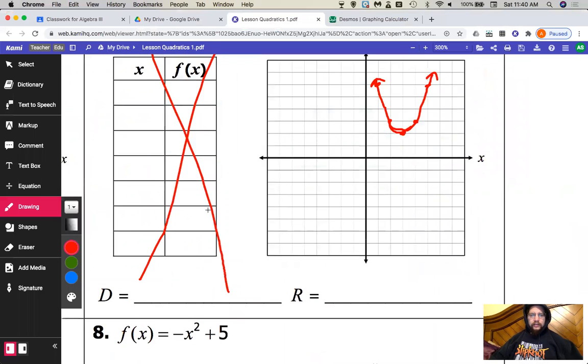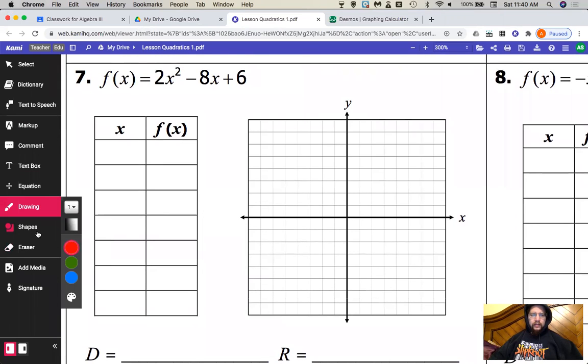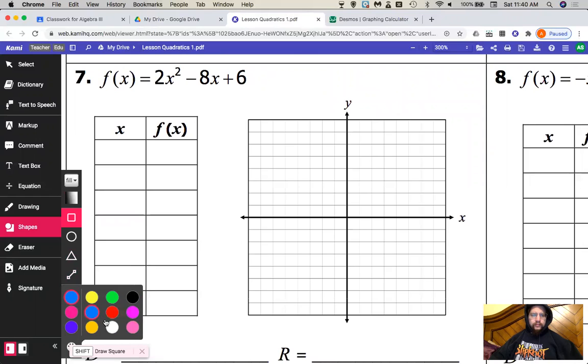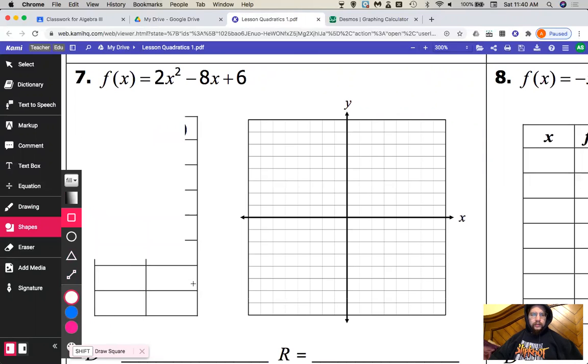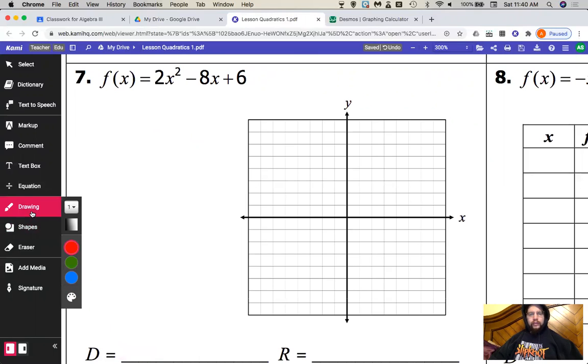And let's look at number 7. Again, this is going to be gone, so I'll do something like this so you have space to work. There's no reason for you to point plot. Don't do it.